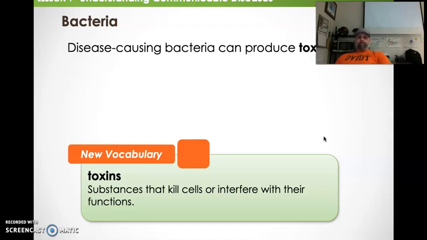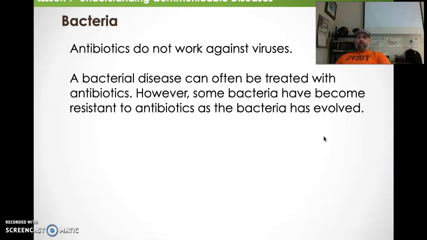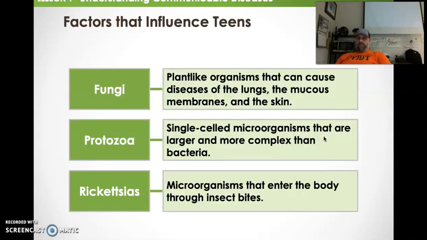Toxin: a substance that kills cells or interferes with their functions. Antibiotics do not work against viruses, so there's nothing you can do as far as taking an antibiotic to kill a virus. Bacterial disease is what people sometimes use antibiotics to treat, so a bacterial disease can often be treated with antibiotics. However, some bacteria have become resistant to antibiotics as the bacteria have evolved. So there gets to be a bit of a problem over time if every single time you get a bacterial infection, you take an antibiotic.